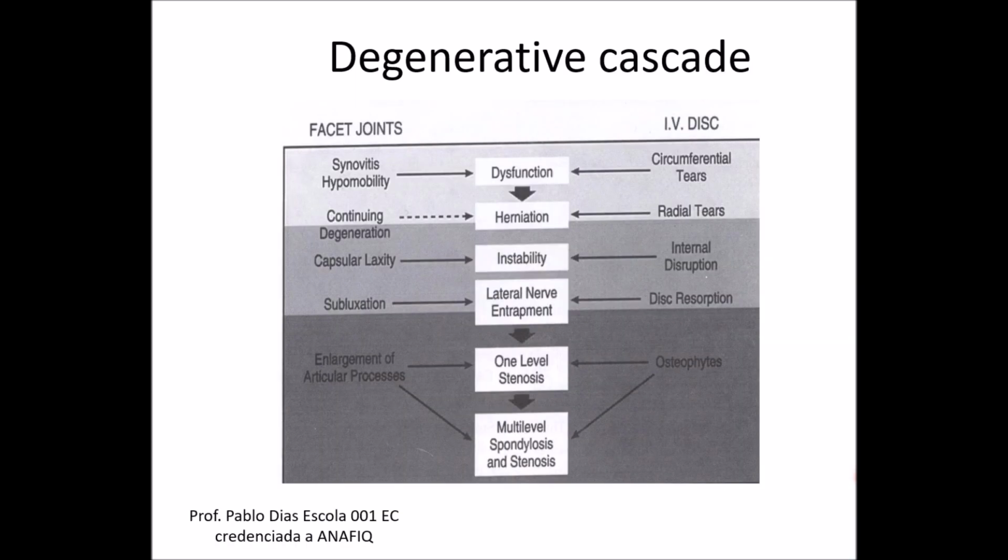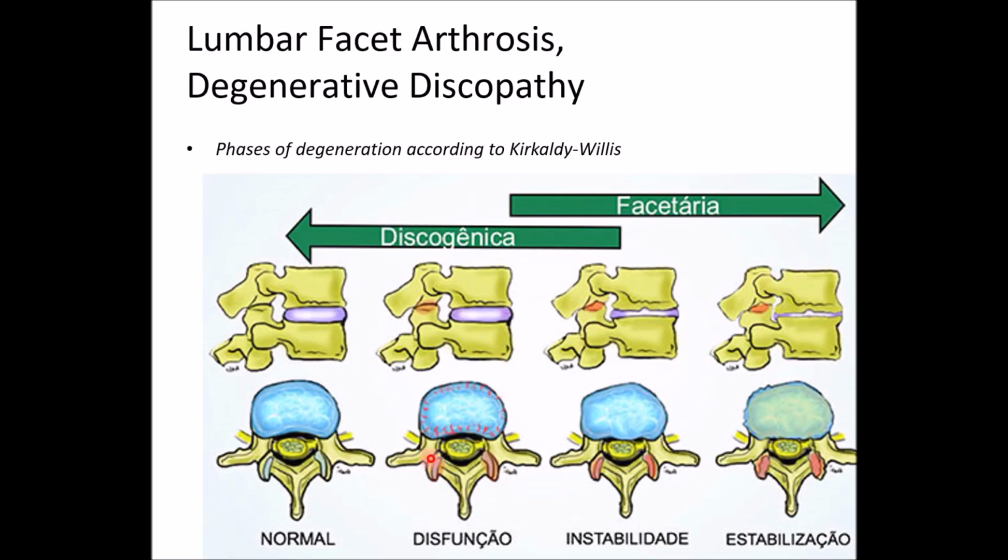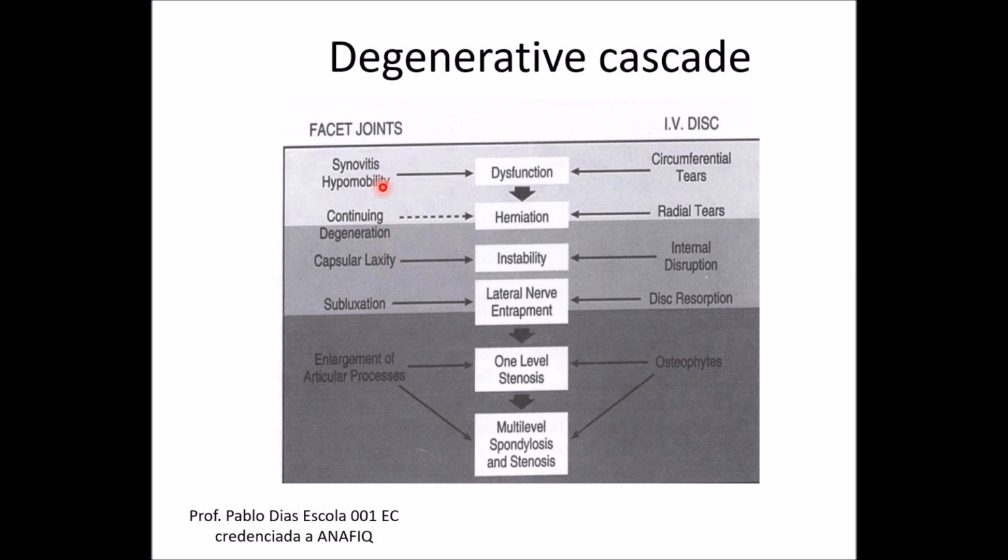And this degenerative cascade is here detailed according to the teaching of Kirkaldy-Willis. And there are two paradigms, one in the facet joints and the other in the intervertebral disc. And in the very beginning, we will find hypomobility due to the dysfunction we have here, the hypomobility phase. And after we have this hypomobility, of course, synovitis will happen. Hypomobility is the phase of dysfunction. And in the facet, we'll have synovitis and hypomobility, and in the intervertebral disc, we have circumferential tears.